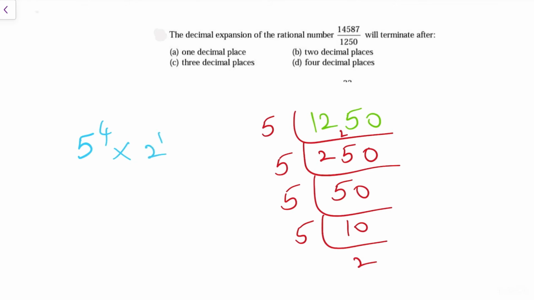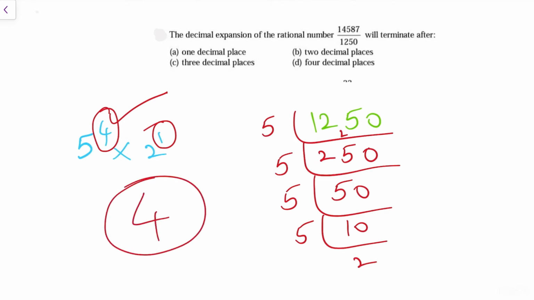As I am saying from the previous problems onwards, to check after how many decimal places it will terminate, we need to check for the maximum power. Here for 5 the power is 4, for 2 the power is 1. Out of these two, 4 is the biggest number, so the answer will be 4 decimal places, that is option D.